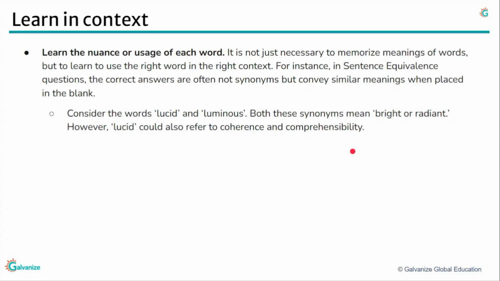In sentence equivalence questions, the correct answers are not just synonyms or words that mean the same, but they can just be placed in the sentence and convey the same sense. So you should know which words fit into the context and which words don't. If you just pick synonyms, you might be going wrong. Take, for example, the words lucid and luminous. Both these words mean bright or radiant, right? But lucid can also refer to clarity, coherence, comprehensibility. So if you use luminous in a place where this meaning is conveyed, then you would be going wrong.